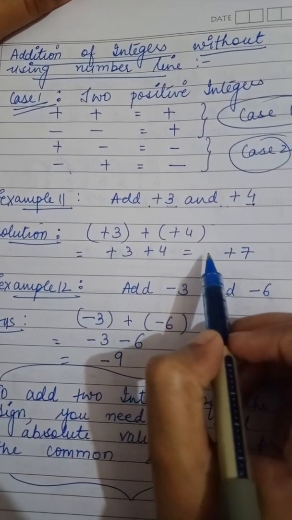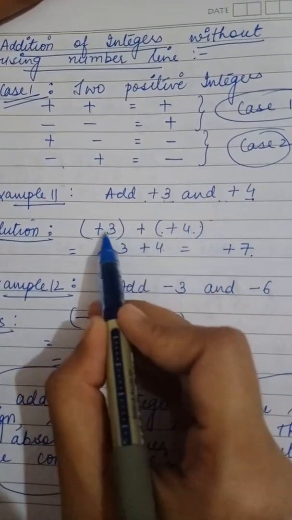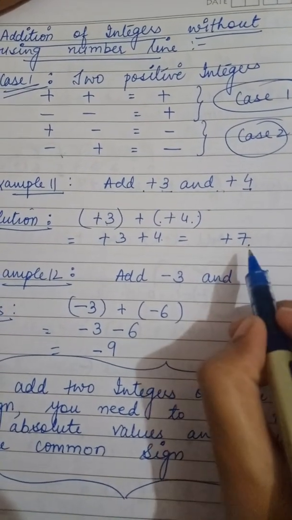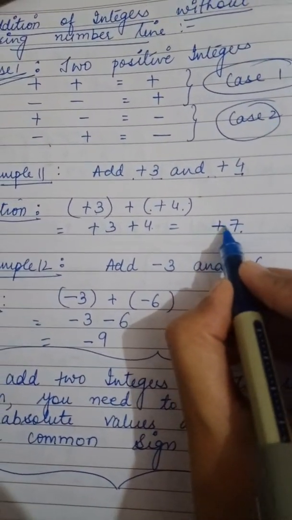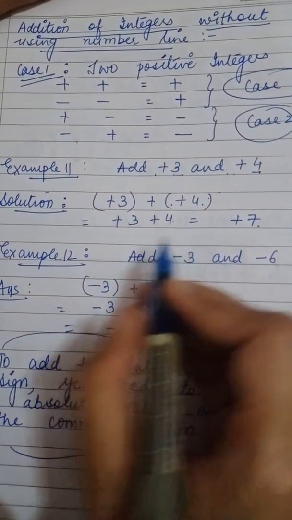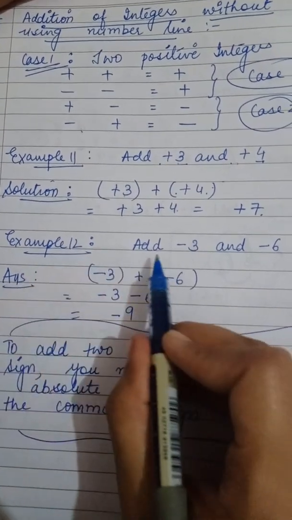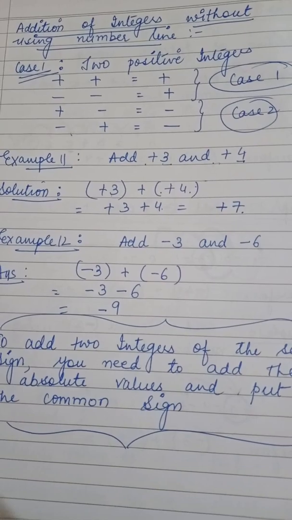Now what I am going to do is, you all know that if I am going to add this, I will be getting 7 because 4 plus 3 is 7. So that's what I have written here. Plus 7. Because we are talking about the integer topic, so I am going to write here plus. Otherwise we are not writing, we are simply doing addition. Okay. Now next example 12. Add minus 3 and minus 6. Now this is the new concept for you, how you are going to add.